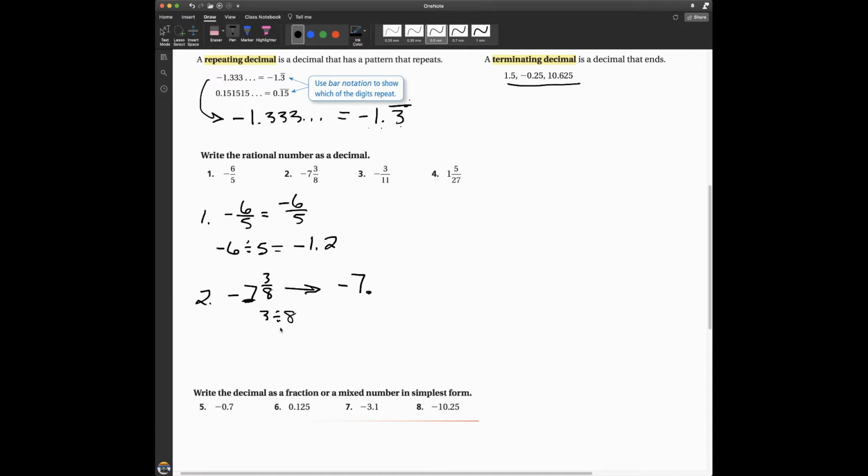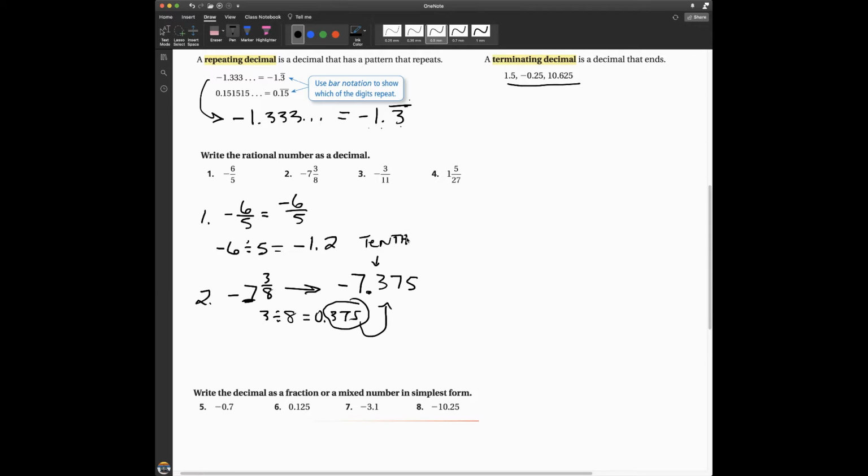So let me do that. 3 divided by 8 equals. And this answer is 0.375. So I just take this part to the right of the decimal, and I move it here and put it next to the negative 7 and this decimal point. So I end up with negative 7.375, or we can say that that is negative 7 and 375 thousandths, because this is the tenths place.